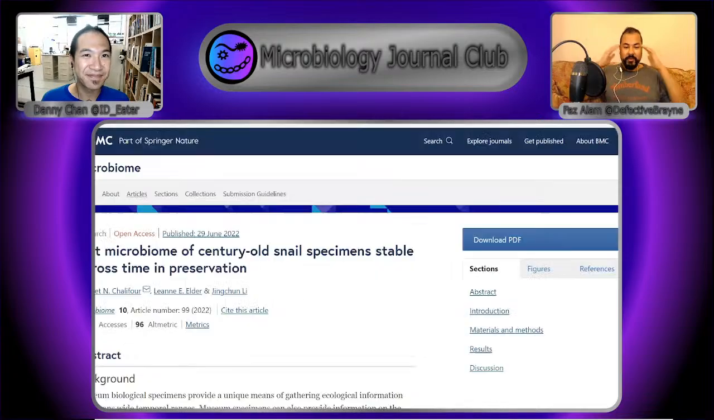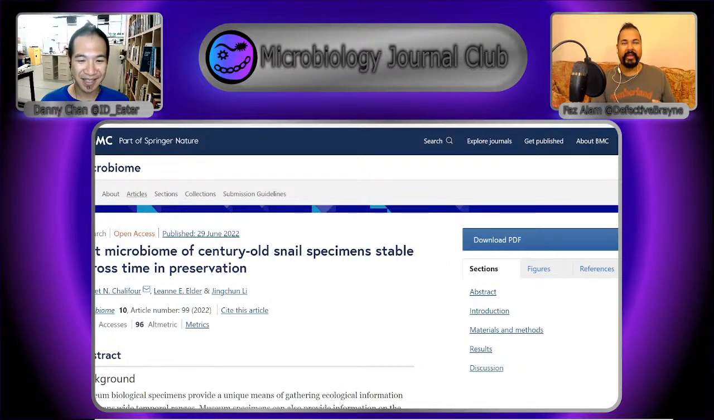Yeah, and talking of microbiota, this was looking at the gut microbiome of century-old snail specimens that are stable across time and preservation. This comes from the Colorado Museum, where people went out collecting snails for, I think, over 100 years, it sounds like a student activity. Now they've gone back into that record and found these alcohol-soaked specimens and decided to firstly test whether alcohol preservation is a good way to preserve snails in a way that allows them to get microbiomes.